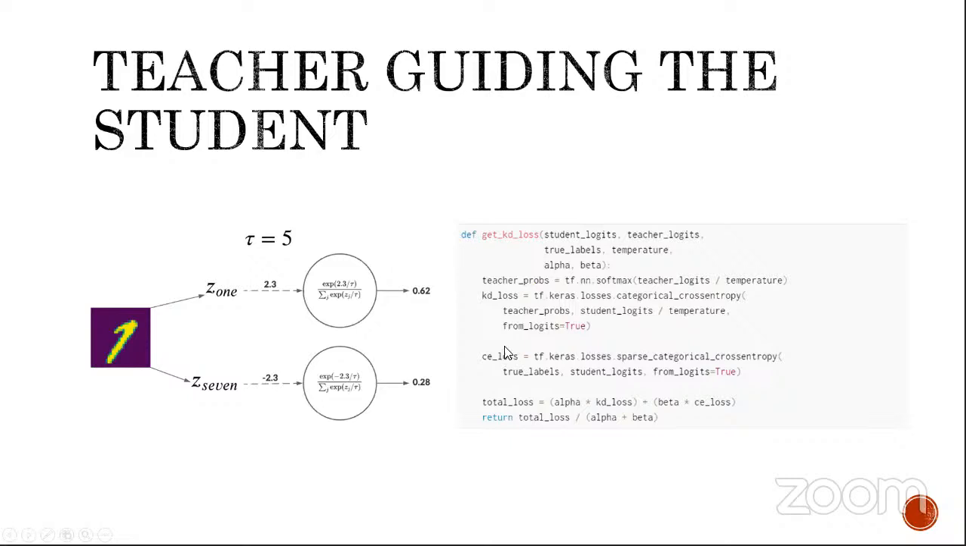And then we are multiplying the KD loss and the CE loss with some configurable parameters, alpha and beta. It is suggested that with good values of alpha and beta configured, we get the best results. So ultimately we get the total loss, divided by alpha plus beta, which gives us the ultimate loss value. And that loss value will be used to update the parameters and continue the training.